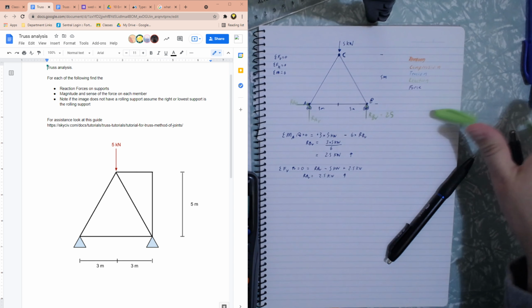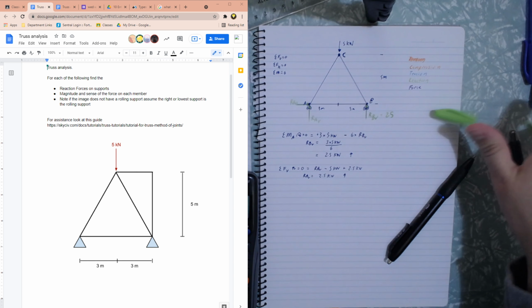Now let's just draw, and I'm going to draw in green where my reaction forces are. The rolling support on B can only be vertical. So I'm going to draw an arrow going up over here, and we can call this force reaction B vertical.